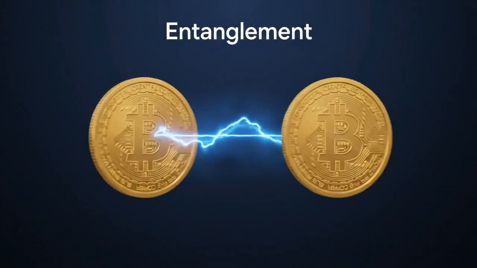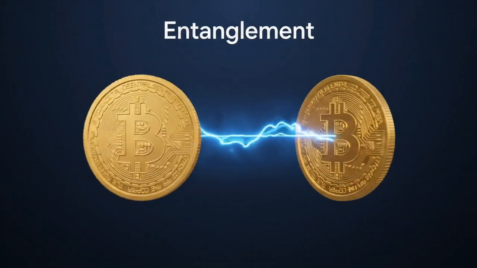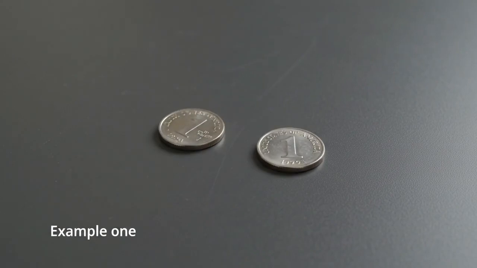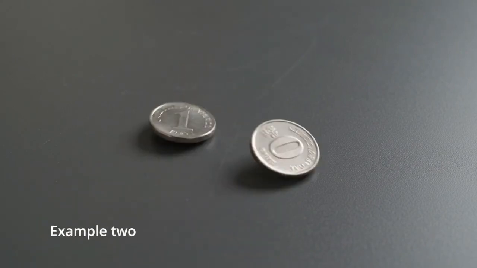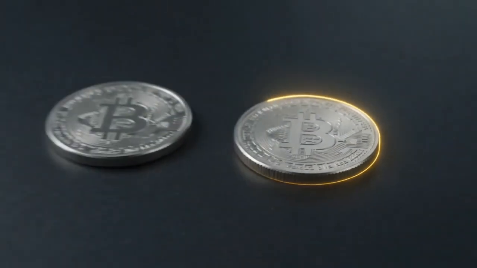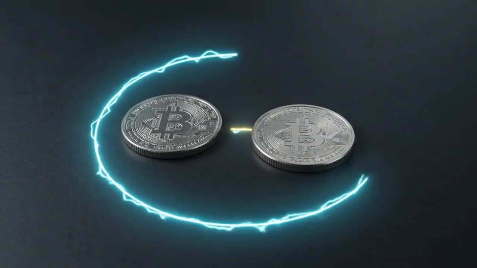The second concept is entanglement. Entanglement happens when two qubits become linked as part of one shared quantum state. Imagine two coins falling together. If one lands on 1, the other may also land on 1, or it may always land the opposite way. The important idea is that their results are connected. We cannot fully describe one coin without talking about the other.